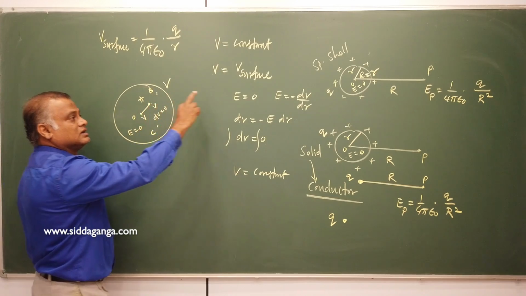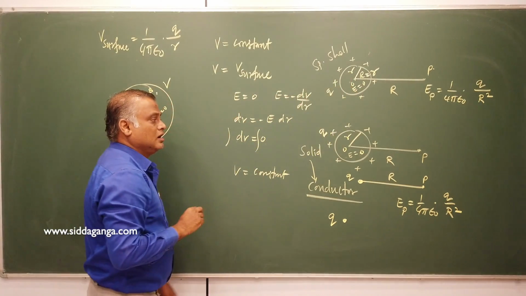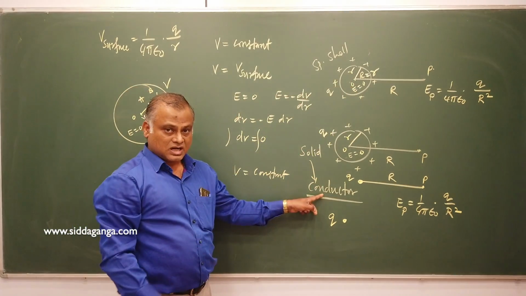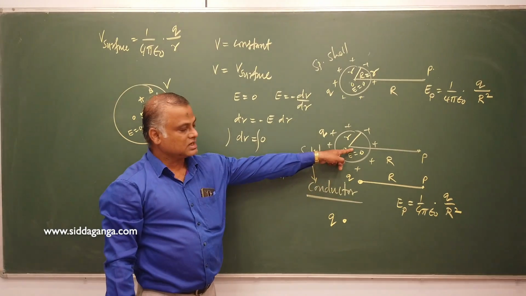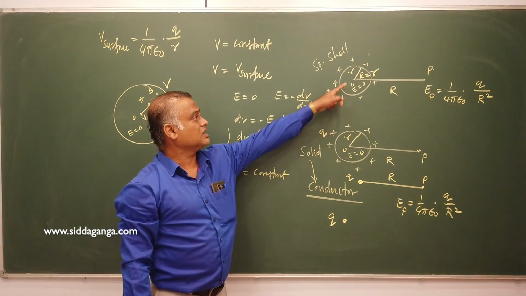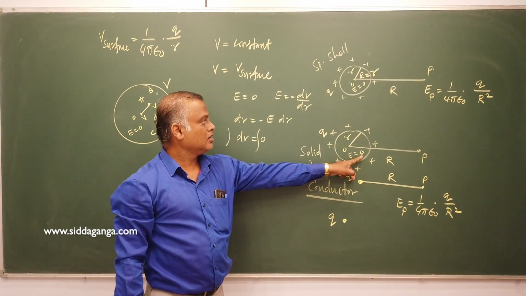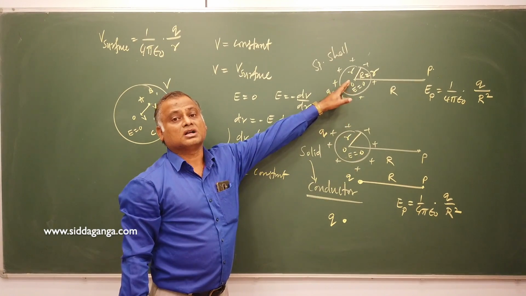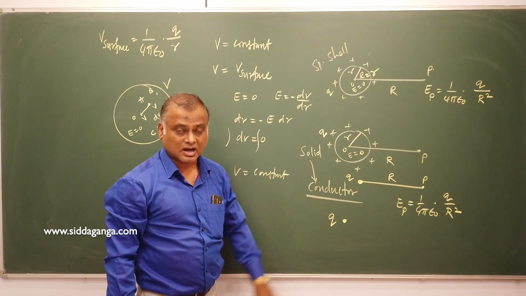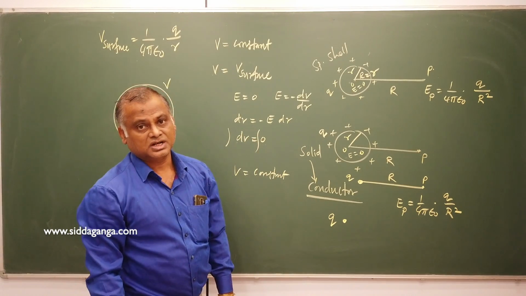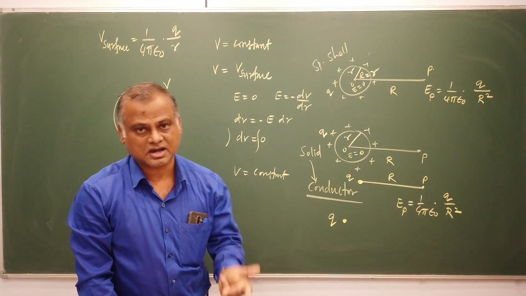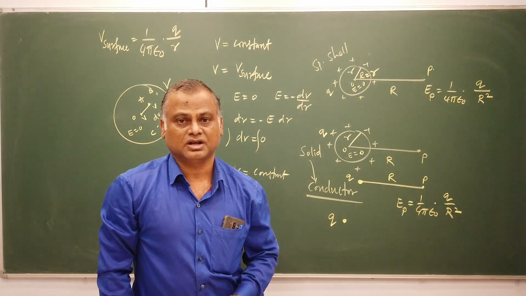Whether it is a spherical shell or a solid conductor, inside the conductor, inside the shell, electric intensity is 0 and potential is constant. Graphically, you have to represent both the variation of electric intensity and potential. Can you draw it?